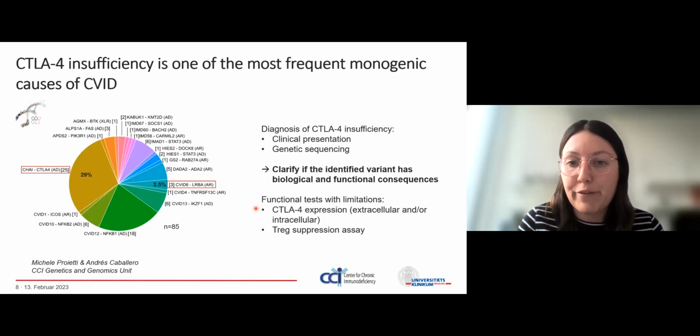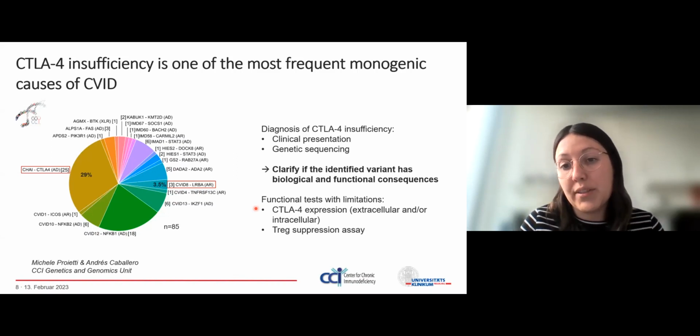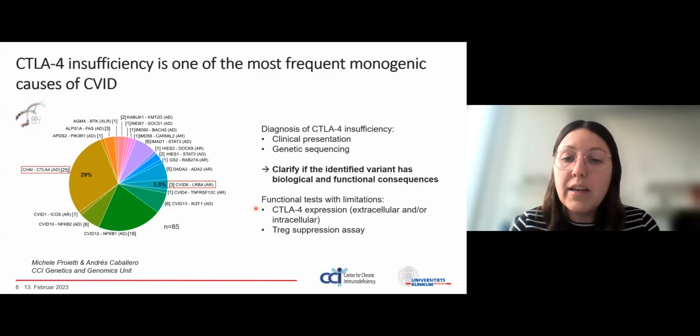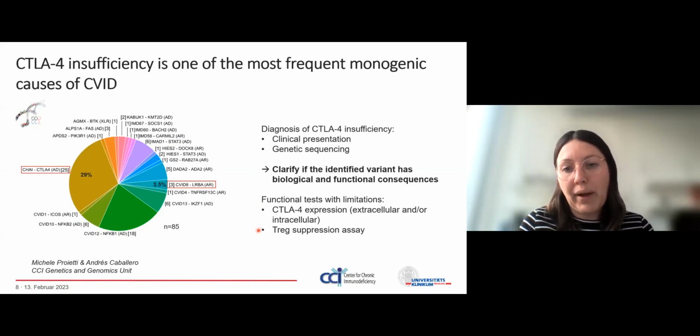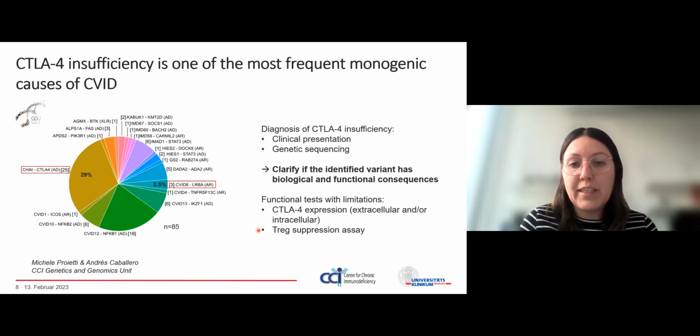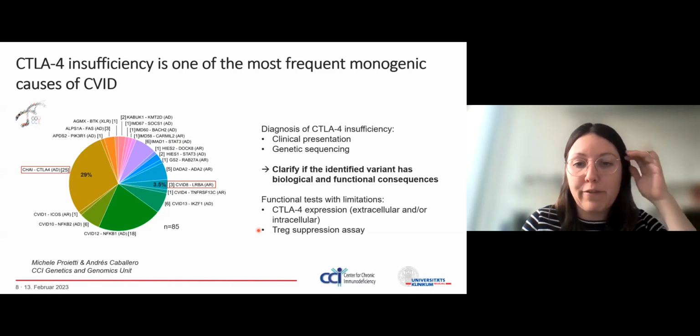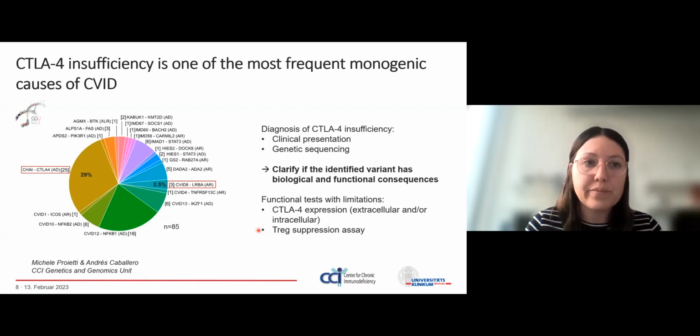And we sometimes have CTLA4 variants that still have a normal expression, but still the function could be impaired. The second assay is a Treg suppression assay. However, this assay is quite biased since CTLA4 insufficient patients often have altered Treg numbers.